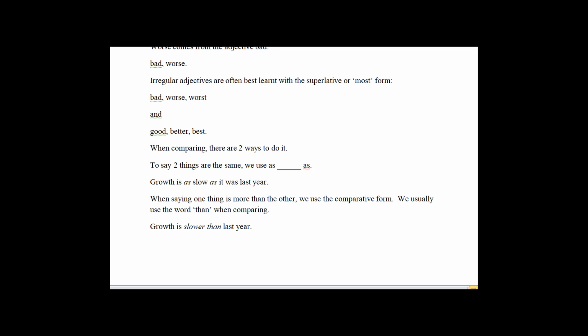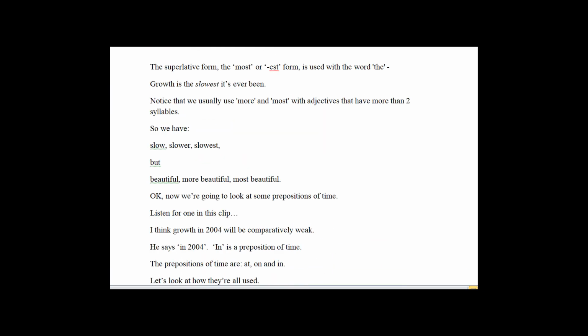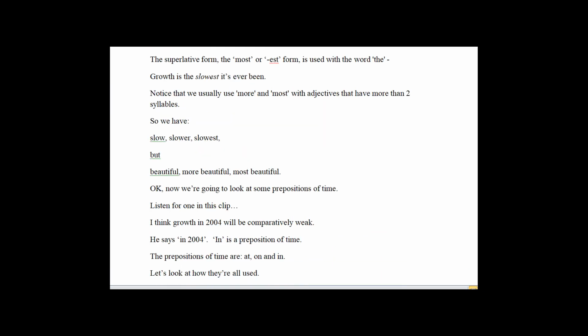When comparing, there are two ways to do it. To say two things are the same, we use as. Growth is as slow as it was last year. When saying one thing is more than the other, we use the comparative form. We usually use the word than when comparing. Growth is slower than last year.